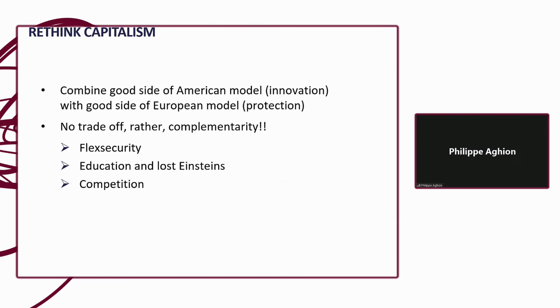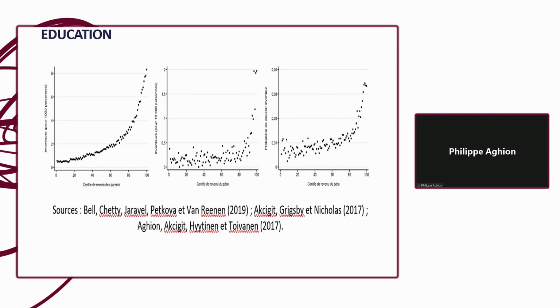The second policy is education. Here I'm showing you the probability of inventing as a function of parental income, okay? And you see that in the US nowadays, or in the US historically, or in Finland also, you are much more likely to innovate when you have high earning parents. The vertical axis is the probability of an individual to innovate. The horizontal axis is which centile of the income distribution the parent income lies in, okay? So here are the richest parents, here the poorer parents. So why is that?